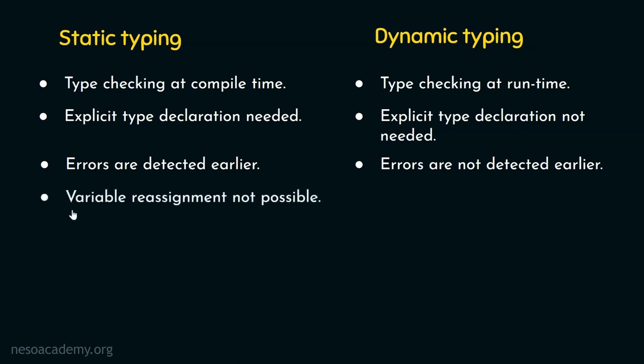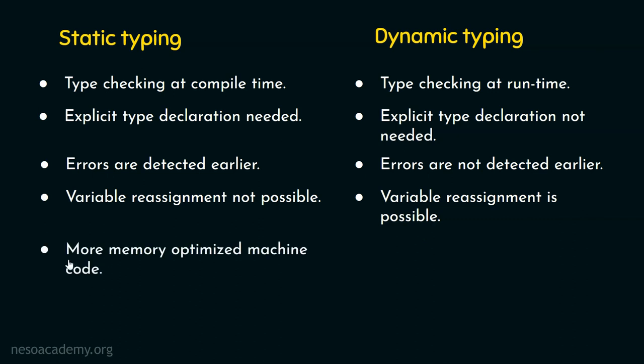And then, in static typing, variable reassignment is not possible. That is, once we have defined the type of a variable in the program, the same variable cannot be assigned with a different data type at all. In dynamic typing, however, the variable reassignment is possible and the same variable can be assigned to a different value of a different data type.